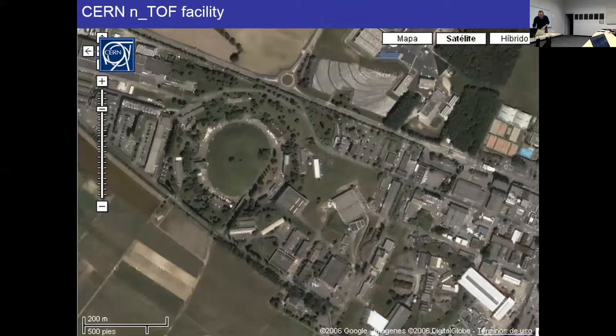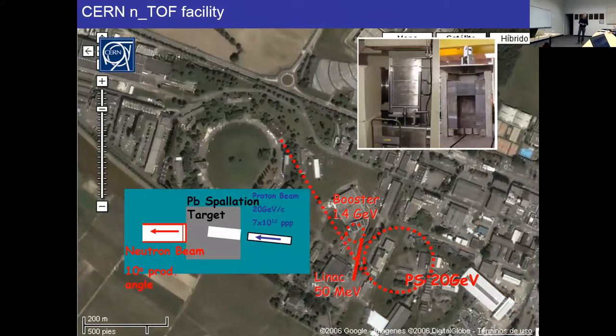And as I said before, the relevant nuclear physics input quantities we need to analyze those branching patterns are the neutron capture cross-sections. I will show you quickly how we do this at n_TOF. We use the CERN accelerator complex to produce a pulsed proton beam of up to 7 times 10 to the 12 protons per pulse, which impinge onto a lead block.